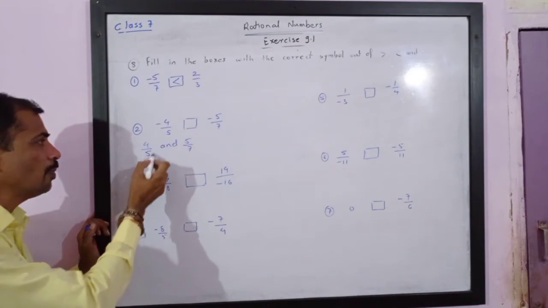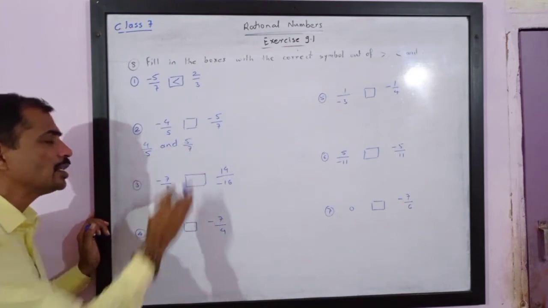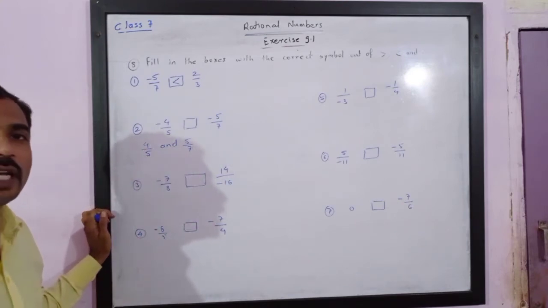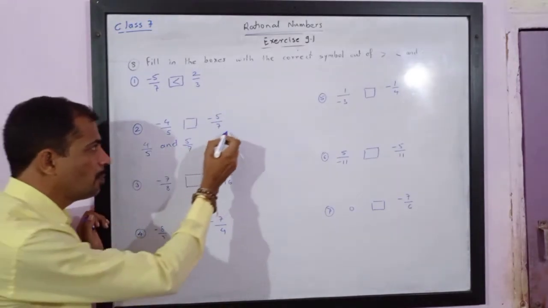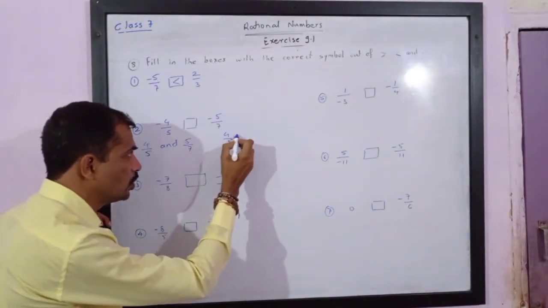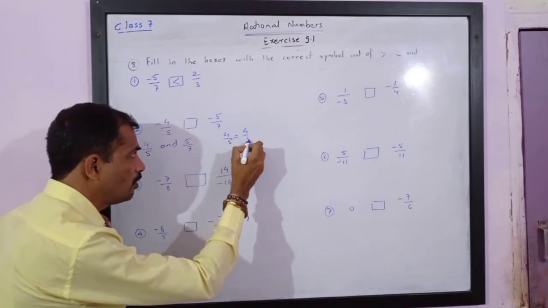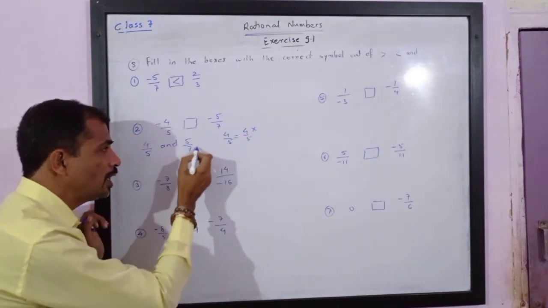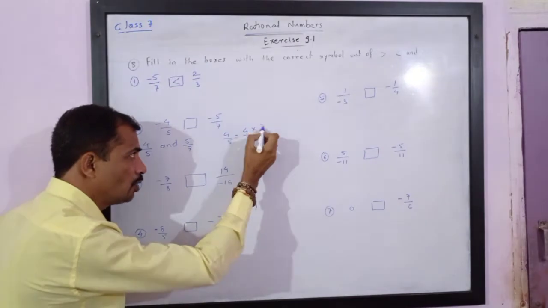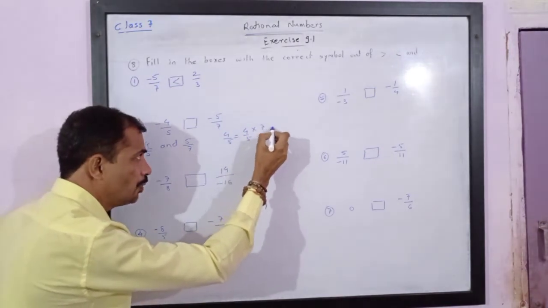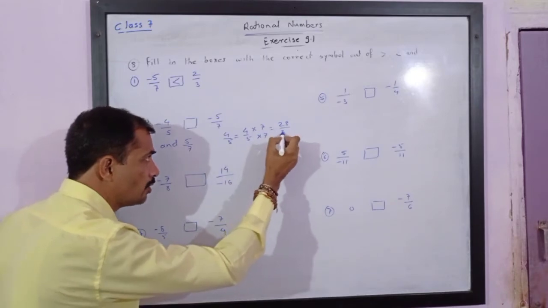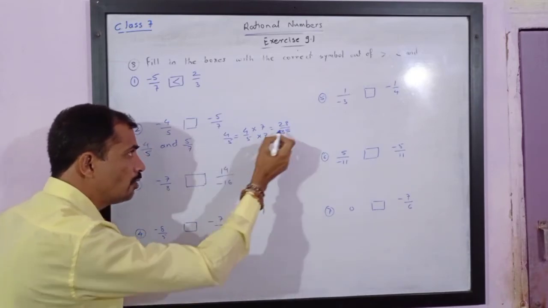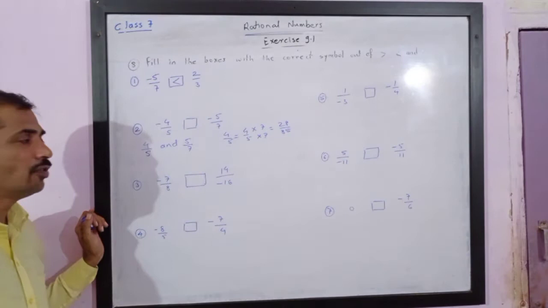So 4 upon 5 and 5 upon 7 have different denominators. We cannot compare unless and until denominators are the same. So in order to compare, 4 upon 5 is equal to 4 upon 5 multiplied by the denominator of the other fraction. That fraction we need to multiply. So this is equal to 7 4s are 28 and 7 5s are 35. So 4 upon 5 is equal to 28 upon 35.